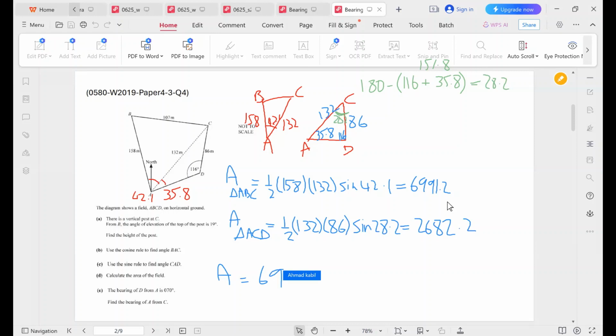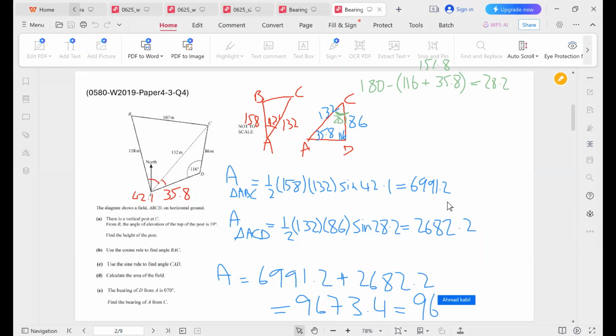So 6991.2 plus 2682.2 gives us the final answer, which is 9,673.4, or you can write it in three significant figures. It would be 9,670. This would be the three significant figure approximation of it. Both of these, I think, would be okay.